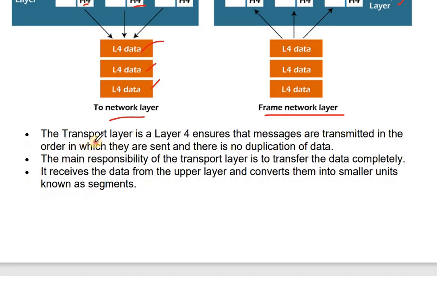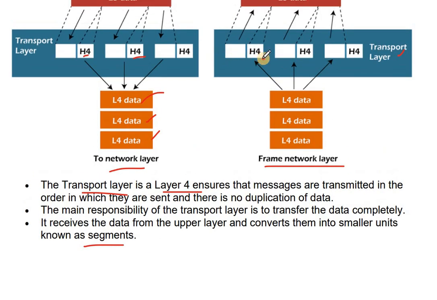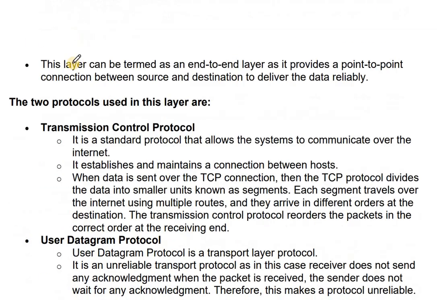If you see here, the transport layer is layer 4. It ensures that messages are transmitted in the order in which they are sent and there is no duplication of data. The main responsibility of the transport layer is to transfer the data completely. It receives the data from the upper layer and converts it into smaller units known as segments. As you can see, these are the segments. It breaks down the data into segments.